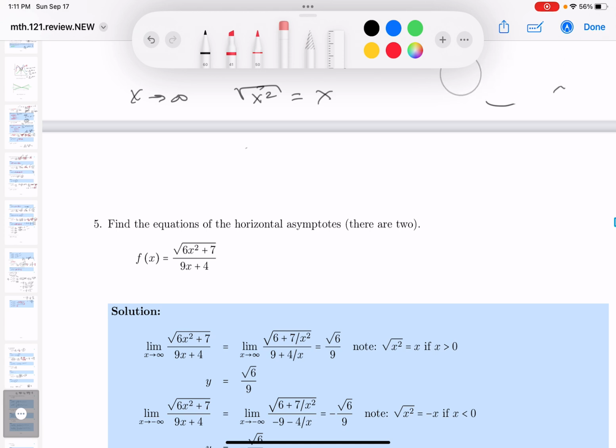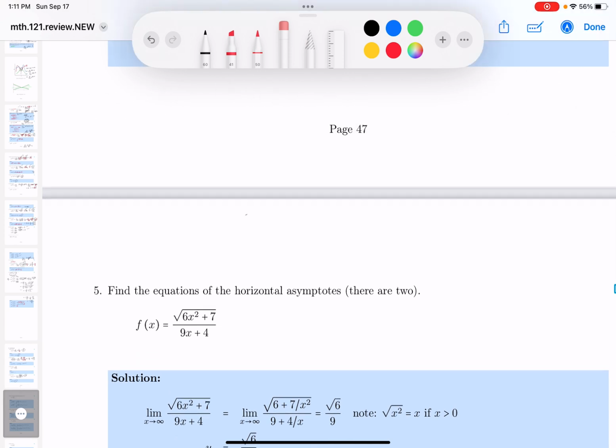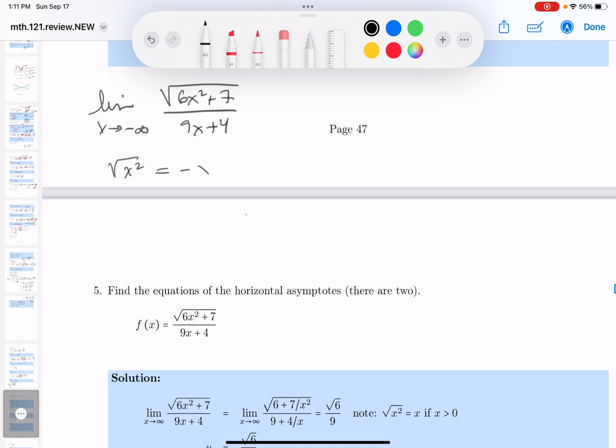And this is often tricky, and certainly I would say try to pay attention to what's being said over here. So we'll write it down. We want the limit as x goes towards minus infinity. And what do you get? The square root of 6x squared plus 7 over 9x plus 4. I want to point out, when you're going towards minus infinity, the square root of x squared is actually identical to minus x. It's not equal to x, by the way, all right? So it's actually minus x.